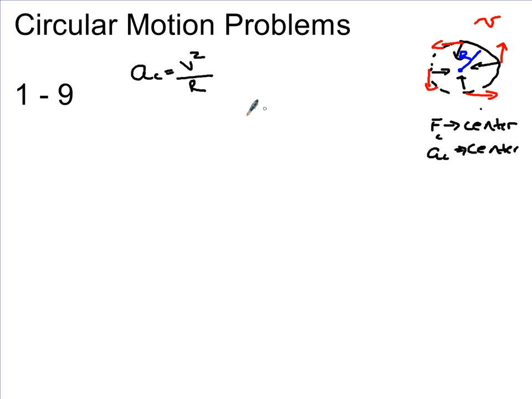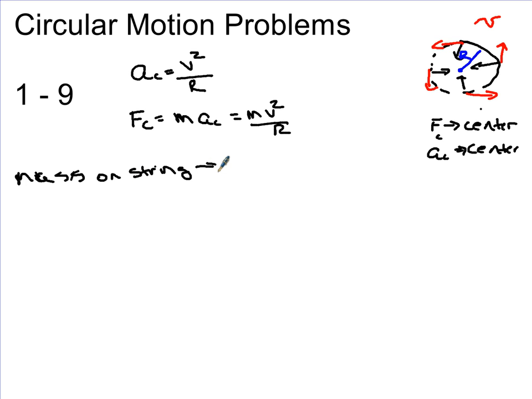Now, because this is an acceleration, the centripetal force is equal to m, the mass of whatever is being spun in a circle, times ac. You can, of course, also write this as m v squared over r. Now, the trick is whatever is causing the object to move in a circle has got to equal the centripetal force. So if I have a mass on a string, then that tension has got to equal Fc.